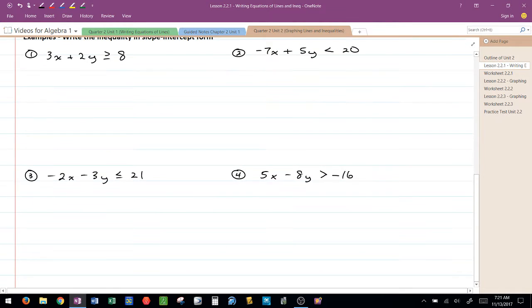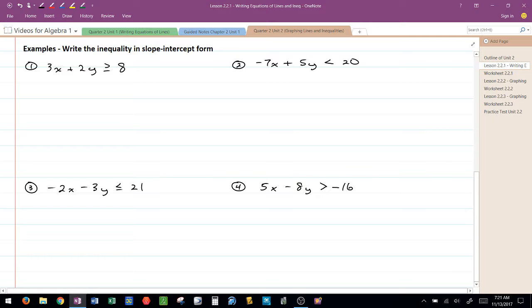All right, so let's do a few of these. It says write the inequality now in slope-intercept form. We've got to solve for y, which means get y by itself. I'm going to move the 3x by subtracting it. That leaves me with 2y is greater than or equal to negative 3x plus 8. And then to get y by itself, we divide everything by 2. y is greater than or equal to negative 3 halves x plus 8 divided by 2, which would be 4.